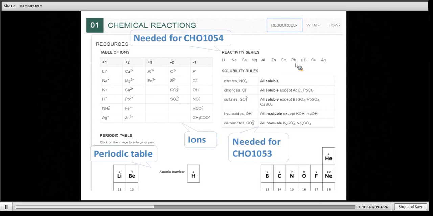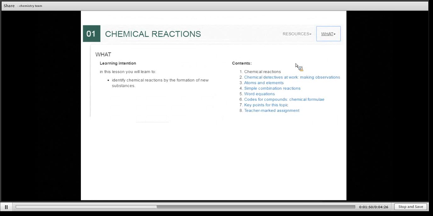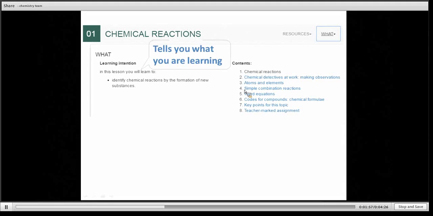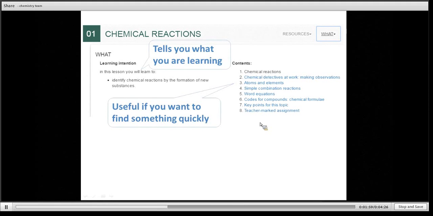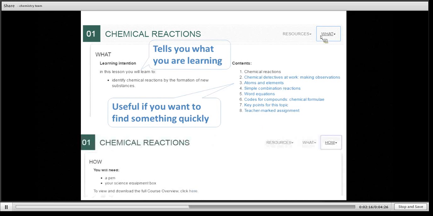The What tab, which is the second one, gives you what you're going to be learning in that lesson. It also again lists the lessons like you saw on the previous page, and it's very useful because say you think, oh, I wanted to know something about elements. Where was it about elements? Just click on the What tab and it gives you the headings of the lessons, and then you can say elements, lesson 3.